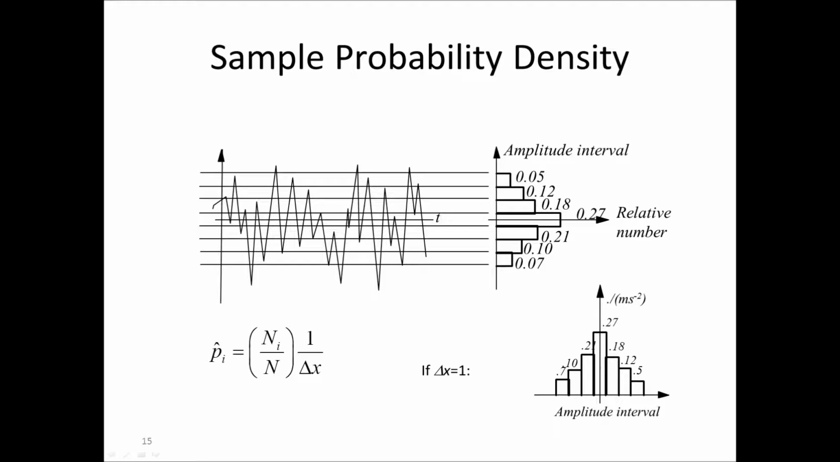To estimate the so-called sampled probability density, which means the PDF that we estimate based on a number of samples, we normalize the bars in the histogram by the total number of samples and then divide by the interval length, delta x. The unit of the PDF is thus 1 over the unit of the measured signal. And you should particularly note that the experimental PDF, the sample PDF here, has an x-axis with the same unit as the original signal's y-axis.